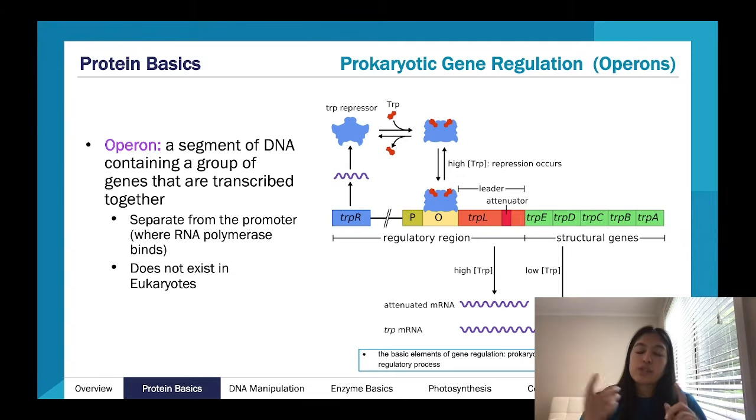because in prokaryotes, transcription and translation can happen at the same time. Think about it in eukaryotes. Transcription happens in the nucleus, translation happens in the ribosome, in the cytoplasm, in the cytosol. You cannot have those two processes at the same time. Transcription has to be done for translation to start. So that's something to be aware of.